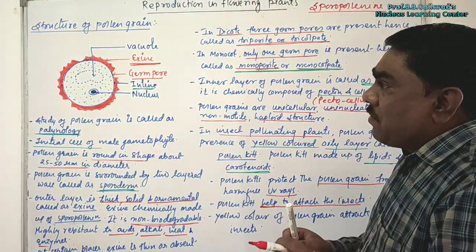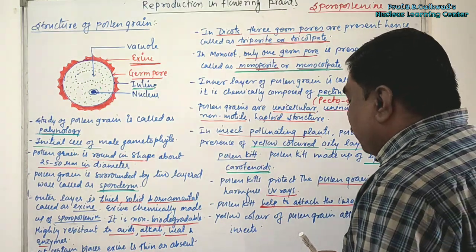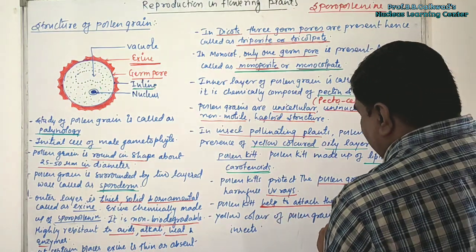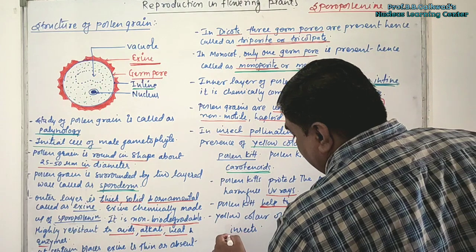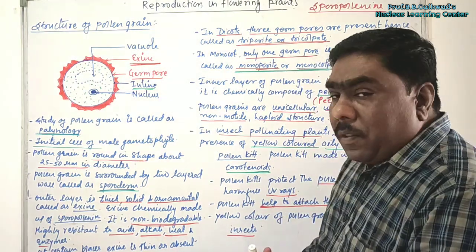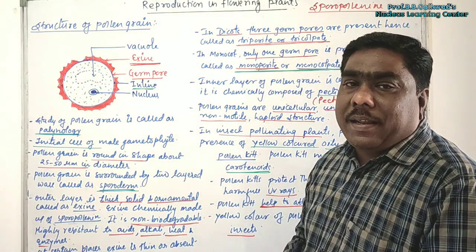Okay. And the last function of the pollen kit is that the yellow color of the pollen grain attracts the insects. So this is all about the pollen grain. Thank you.